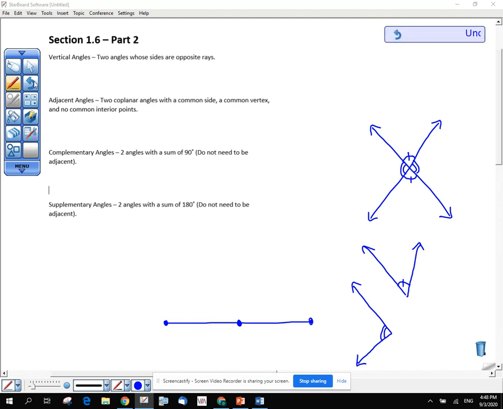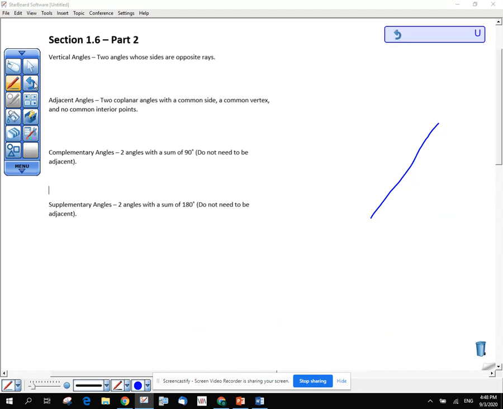Okay, so with that out of the way, let's talk about vertical angles. What I just had marked there actually are vertical angles. They're two angles whose sides are opposite rays. That definition is a little bit hard to think of, but basically it's like I just had marked. I just want to link it up with the definition there. This angle and this angle would be vertical angles.